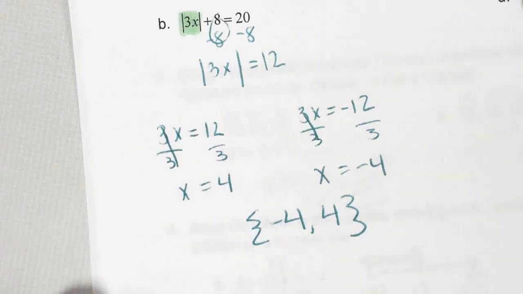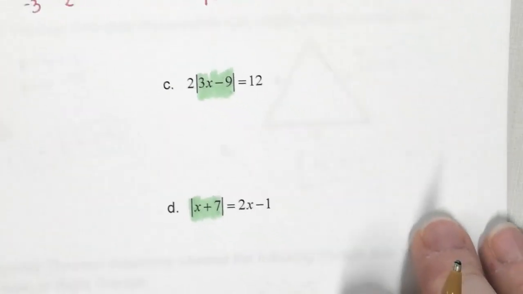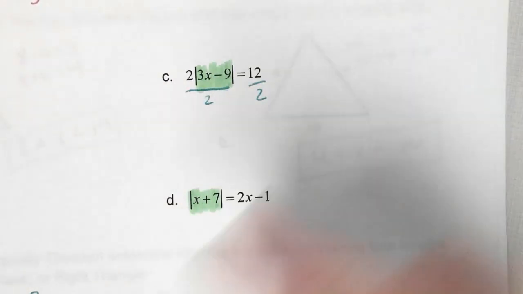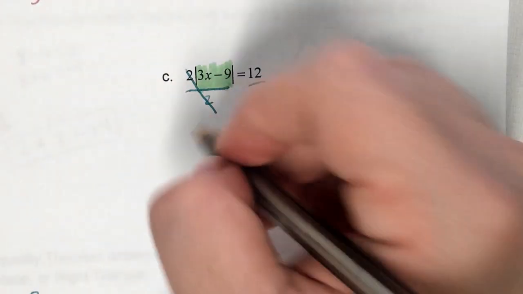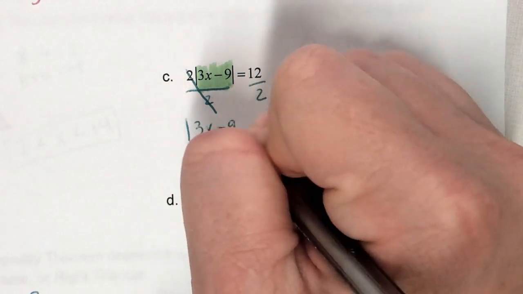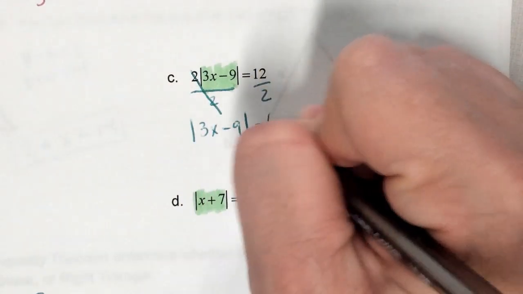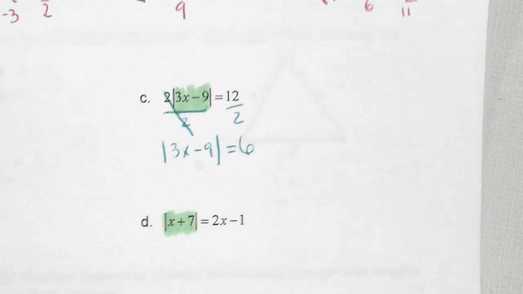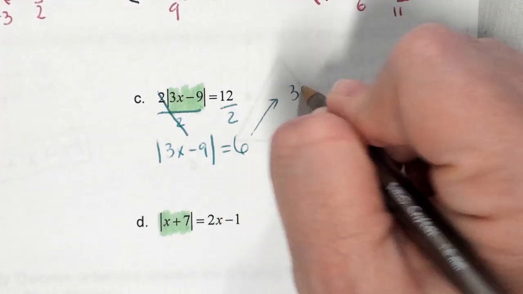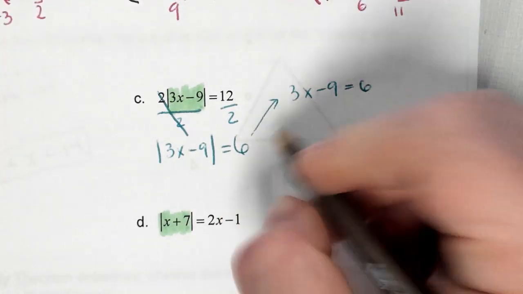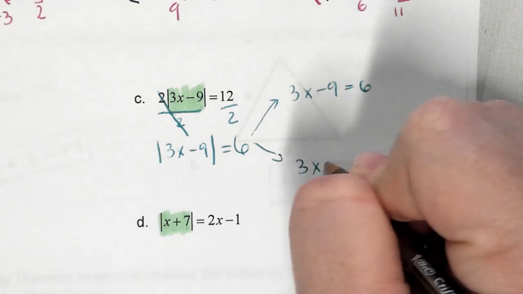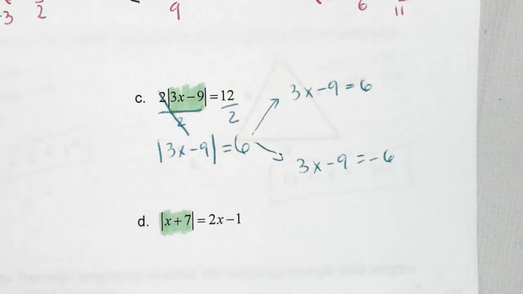To look at C, we have to get our absolute value alone. We're going to divide both sides by 2 because it's touching. So that means it's multiplying, and the opposite of multiplying is dividing. So I get the absolute value of 3x minus 9 is equal to 6. And now we separate. So I'm going to write it exact. 3x minus 9 equals 6. 3x minus 9 equals negative 6. And we're going to solve.